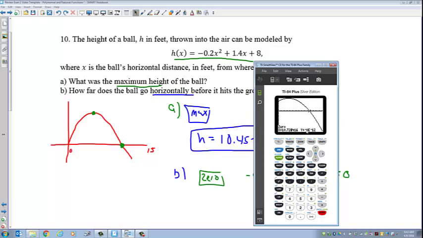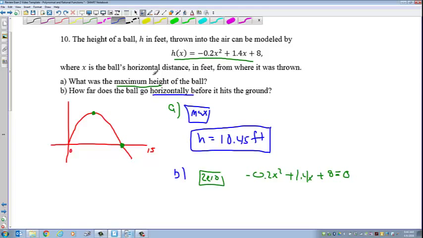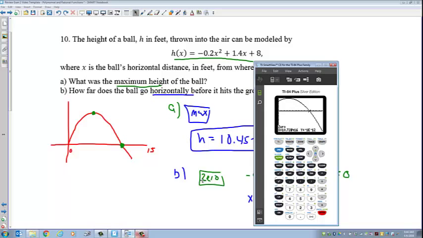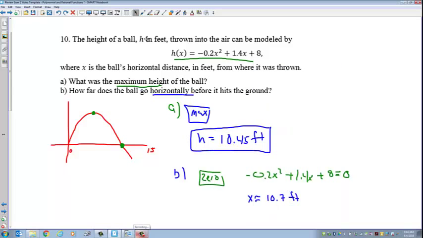All right, so now this has negative 1. Now e to the negative 12 is actually 10 to the negative 12, which means move that decimal place over 12 places to the left. So that's basically 0. And now this one says how far does the ball go. So I'm going to say x is approximately, let's round, 10.7 feet. I'm just going to round it. That's probably the best way to do it.